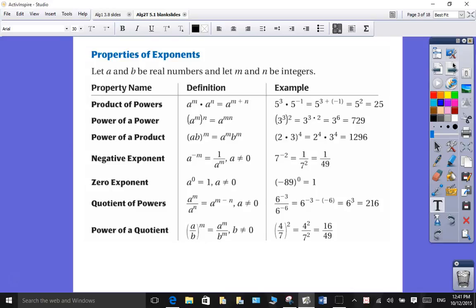Now, I usually don't think of them necessarily in this order, because once I think of that one where multiplying means you add, then I would jump down to quotient, right? Quotient means divide. So when you divide a to the m divided by a to the n, what do you do with the exponents? Subtract. So the first one is to add, and this one is the subtract.